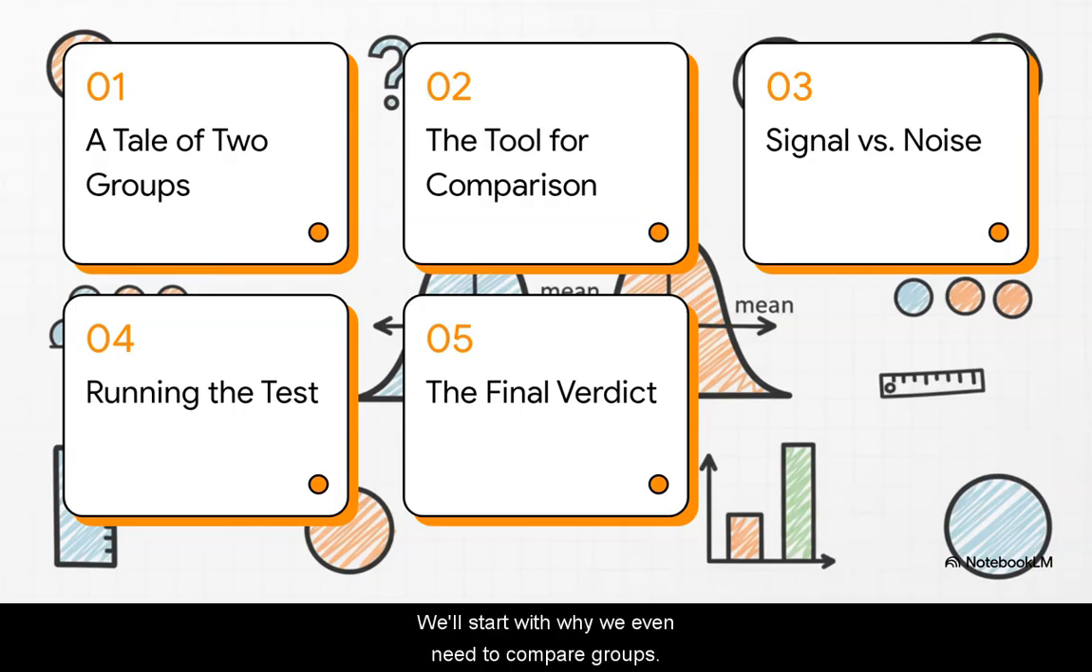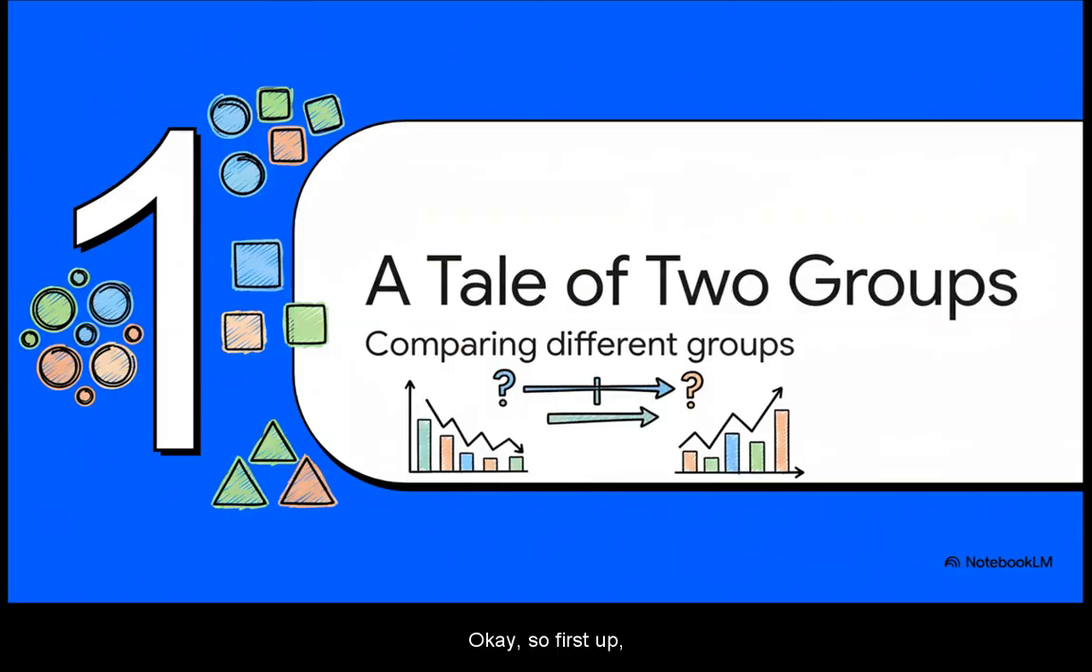Here's what we've got on tap. We'll start with why we even need to compare groups. Then we'll check out the tool we use for it. We'll get into this awesome signal versus noise idea, walk through how to actually run the test, and then, the big one, what do the results really tell us? Let's jump in.